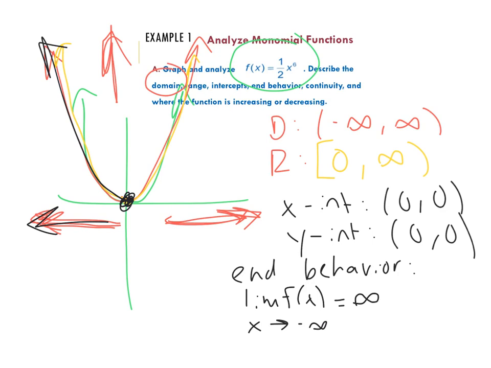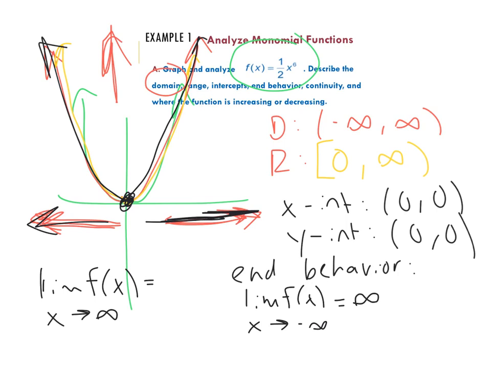For the other side, limit f of x as x approaches positive infinity. So we're going to ask ourselves, as my x values are approaching positive infinity, what's happening to my y values? Well, my y values look like they're going up to positive infinity as well.